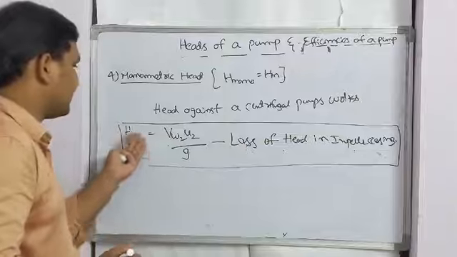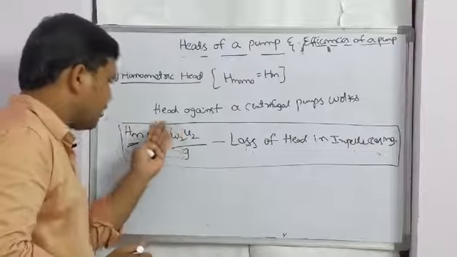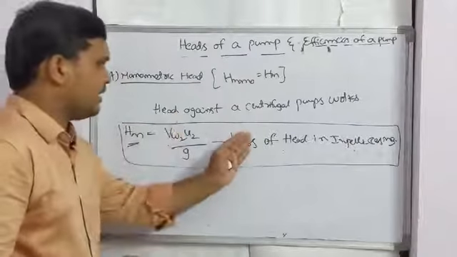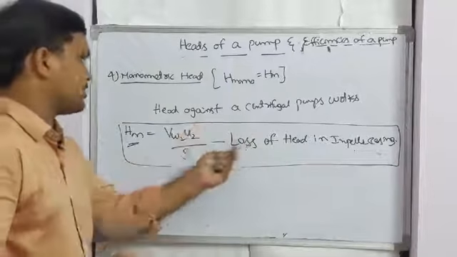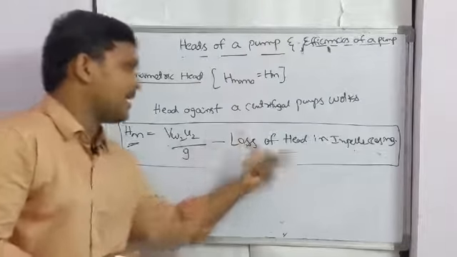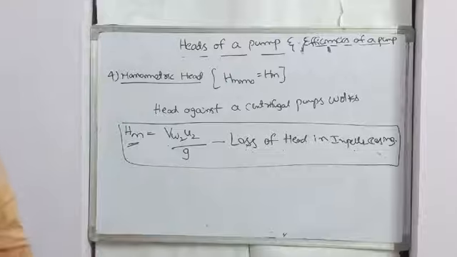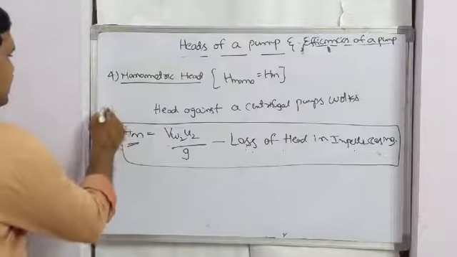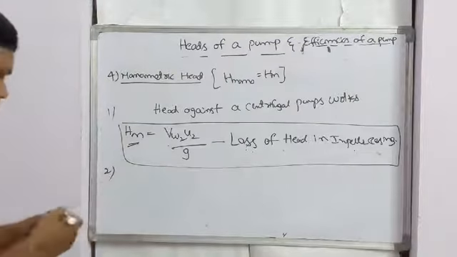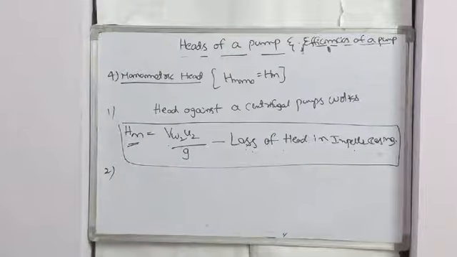Then the manometric head is just Vw2 u2 by g. If there is a loss of head in the impeller casing, just subtract it: the work done by the impeller minus the loss of head in the impeller. So this is the first formula. We can write the manometric head in three different ways.